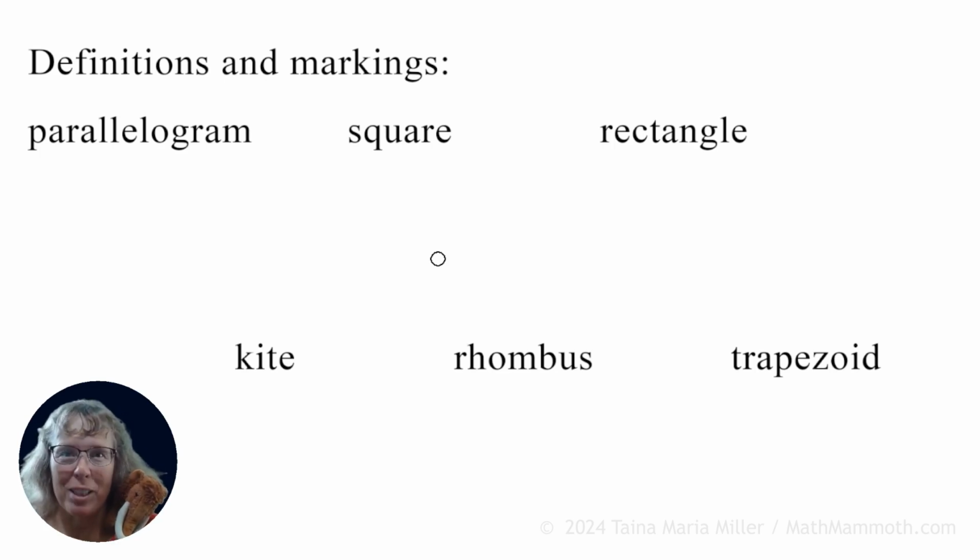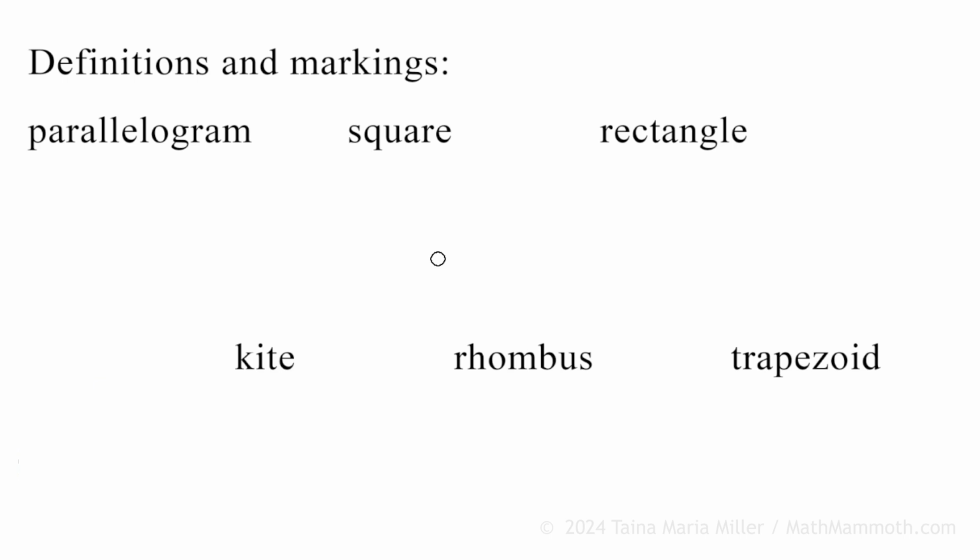In this lesson, we're continuing studying quadrilaterals. Let's first look at some definitions and how we mark these pictures of quadrilaterals. We have parallelogram. What is its definition? A parallelogram is a four-sided shape, a quadrilateral that has two pairs of parallel sides.